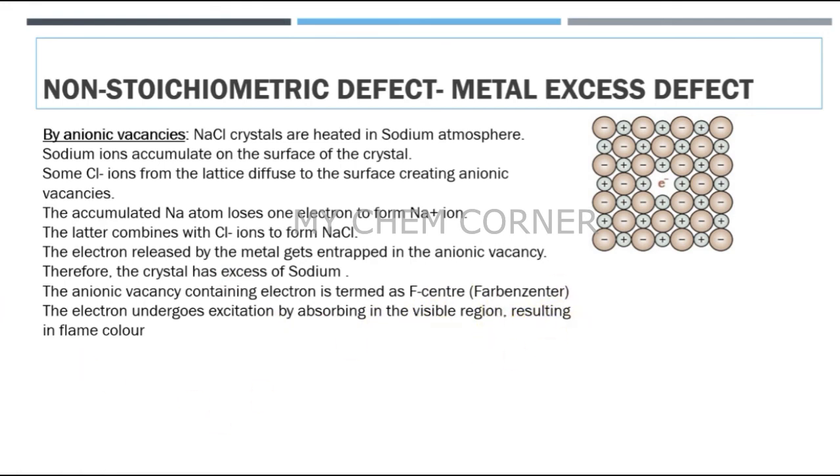That is why sodium when heated will give you golden yellow flame. Potassium gives you a lilac color. When you heat calcium, it gives brick red. Strontium gives crimson red. Barium gives apple green. It's because of that particular electron undergoing excitation. So this is all about metal excess defect due to anionic vacancy.